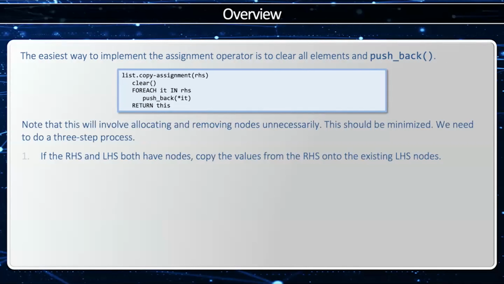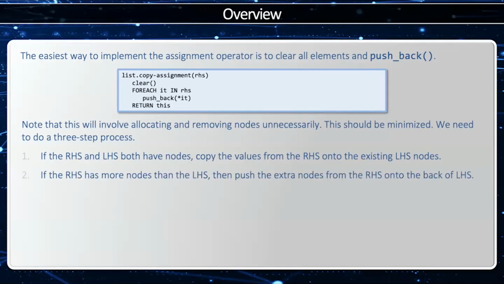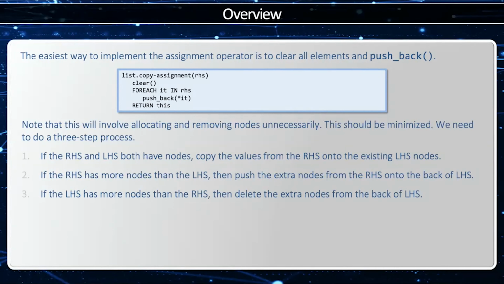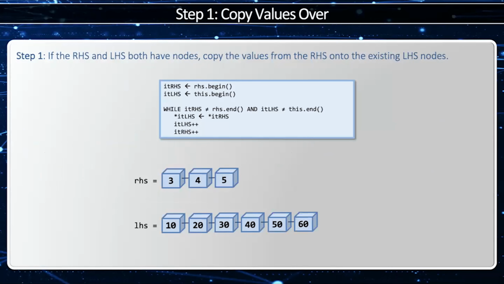First of all, if the right-hand side and the left-hand side both have nodes, I want to copy the values using the assignment operator from the right-hand side onto the existing nodes in the left-hand side. Now, if the right-hand side has more nodes than the left-hand side, then I want to push the extra nodes onto the left-hand side. But if the left-hand side has more nodes than the right-hand side, I want to delete the extra nodes. So let's take a look at case 1 here.